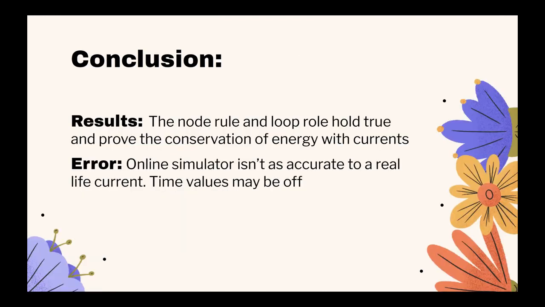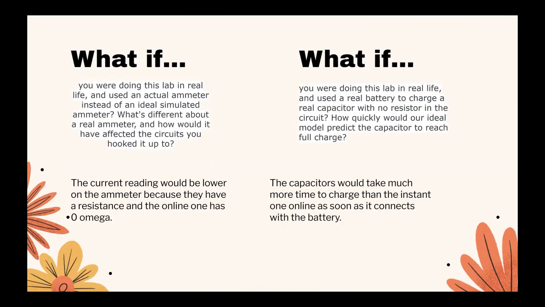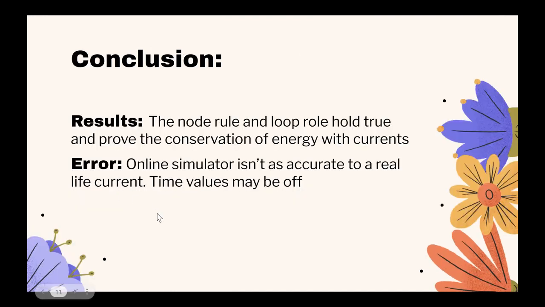In conclusion, my results showed the node rule and loop rule worked when I got delta V equals 0. If there's any error, it's because when I used the timer, maybe my times were off, so that affected the slope of my graph. And the online simulator, as we stated before, has a 0 ohm ammeter, and a real life one would be different.